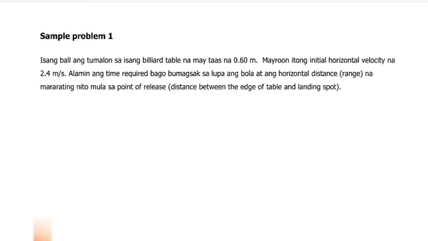Isang ball ang tumalon sa isang billiard table na may taas na 0.6 meters. Meron itong initial horizontal velocity na 2.4 meter per second. Alamin ang time required bago bumagsak sa lupa ang bola at ang horizontal distance or range na mararating nito mula sa release point, or the distance between the edge of the table, that's the release point, hanggang sa kanyang pinaglandingan.